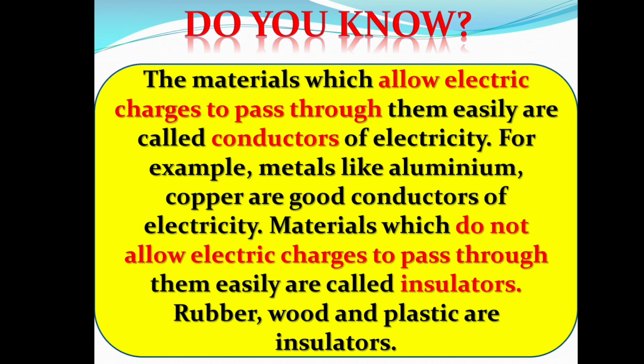So, what are the examples of conductors? The examples of conductors are metals like aluminium and copper. What are the examples of insulators? The examples of insulators are rubber, wood, and plastic. So, the materials which allow electric charges to pass through them are called conductors, and those which do not allow electric charges to pass through them are called insulators.